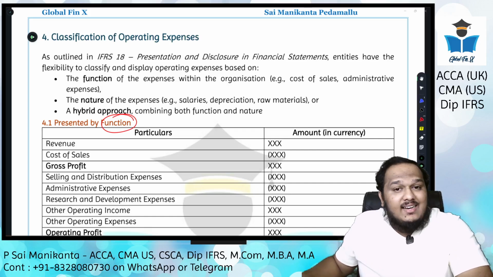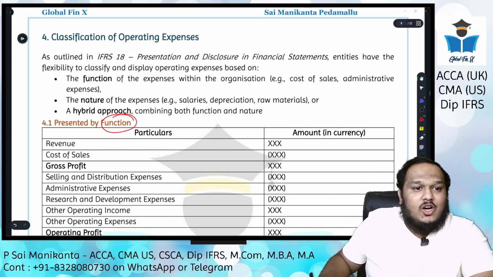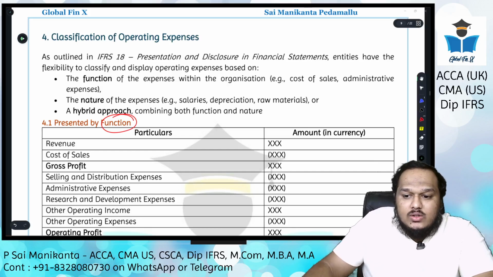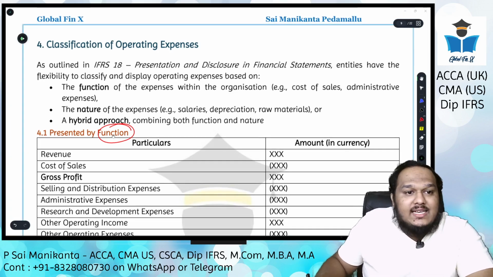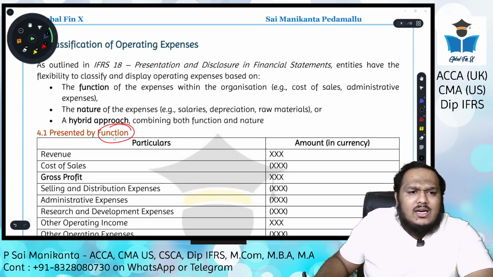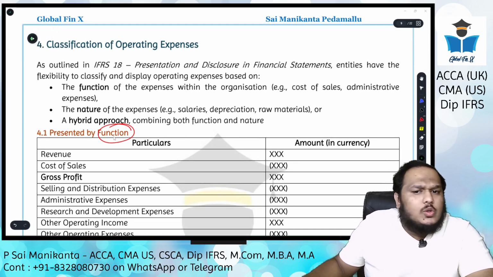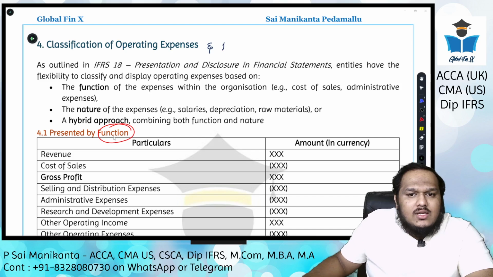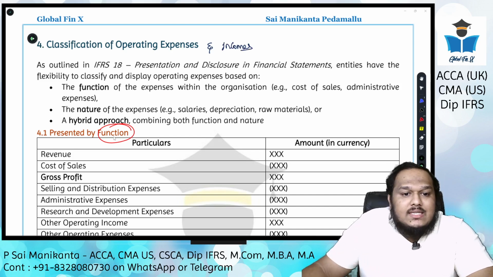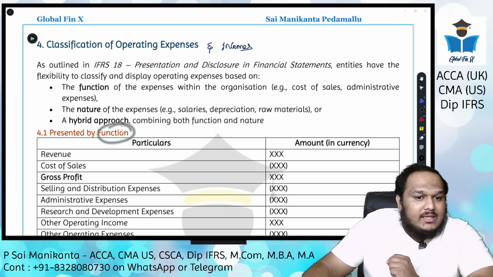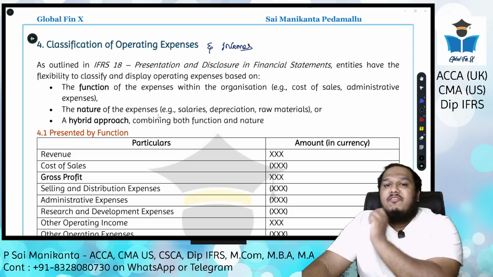Again, let's continue with the discussion on IFRS 18. So the next topic is classification of operating expenses. Even though I called it expenses, it is also applicable to incomes as well. So classification of operating incomes and expenses based on presented by nature or by function.